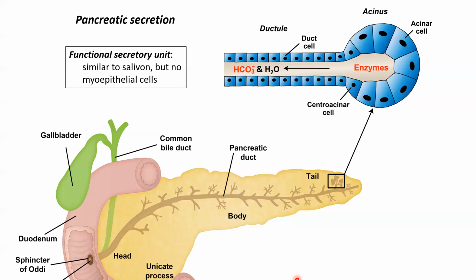Here we're dealing with the pancreatic secretion. Basically, you can see it looks much like the salivary gland. It doesn't have myoepithelial cells. But again, the ductal system is responsible for the fluid material. And here what we're interested in primarily are the enzymes, pancreatic enzymes. The acinar cells, just like in a salivary gland, secrete the protein. You know, enzymes are proteins, right? The ductal cells are going to secrete bicarb and water. Very similar.